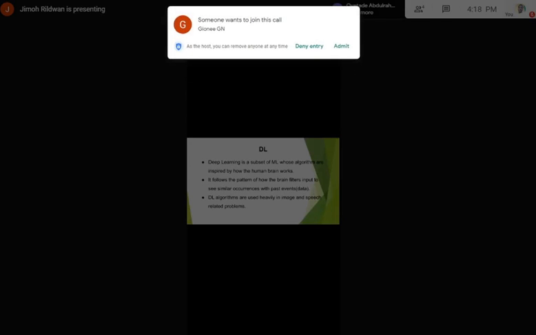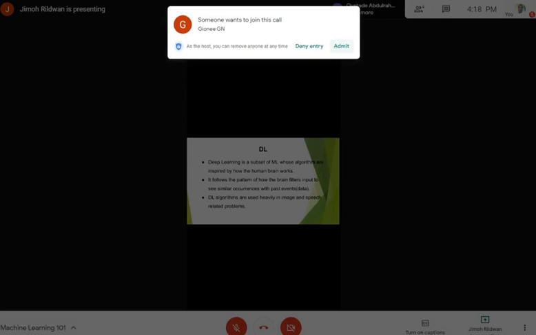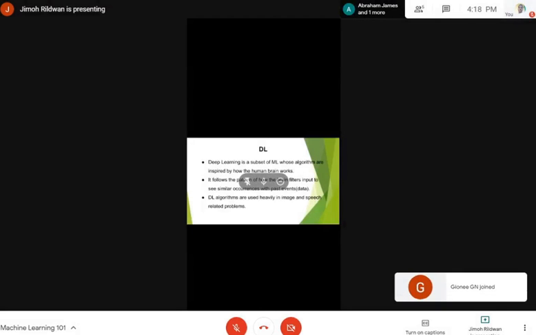It follows the pattern of how the brain filters inputs to see similar occurrences with past events. They modeled this kind of algorithm so that it can follow how the brain works, how our brain filters information, how we can remember things very, very well. So that's what deep learning is about. There are many examples of deep learning, like neural networks, artificial neural networks, and so on.